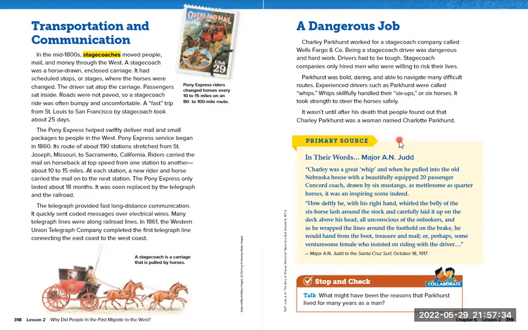Primary source, in their words, by Major A. Ann Judd. "Charlie was a great whip, and when he pulled the old Nebraska house with a beautifully equipped 20-passenger Concord coach drawn by 6 Mustangs, as mettlesome as quarter horses, it was an inspiring scene indeed. How deftly he, with his right hand, whipped the belly of the 6-horse lash around the stock and carefully laid it up on the deck above his head, all unconscious of the onlookers, and as he wrapped the lines around the foothold on the brake, he would hand from the boot treasure and mail, or perhaps some venturesome female who insisted on riding with the driver."